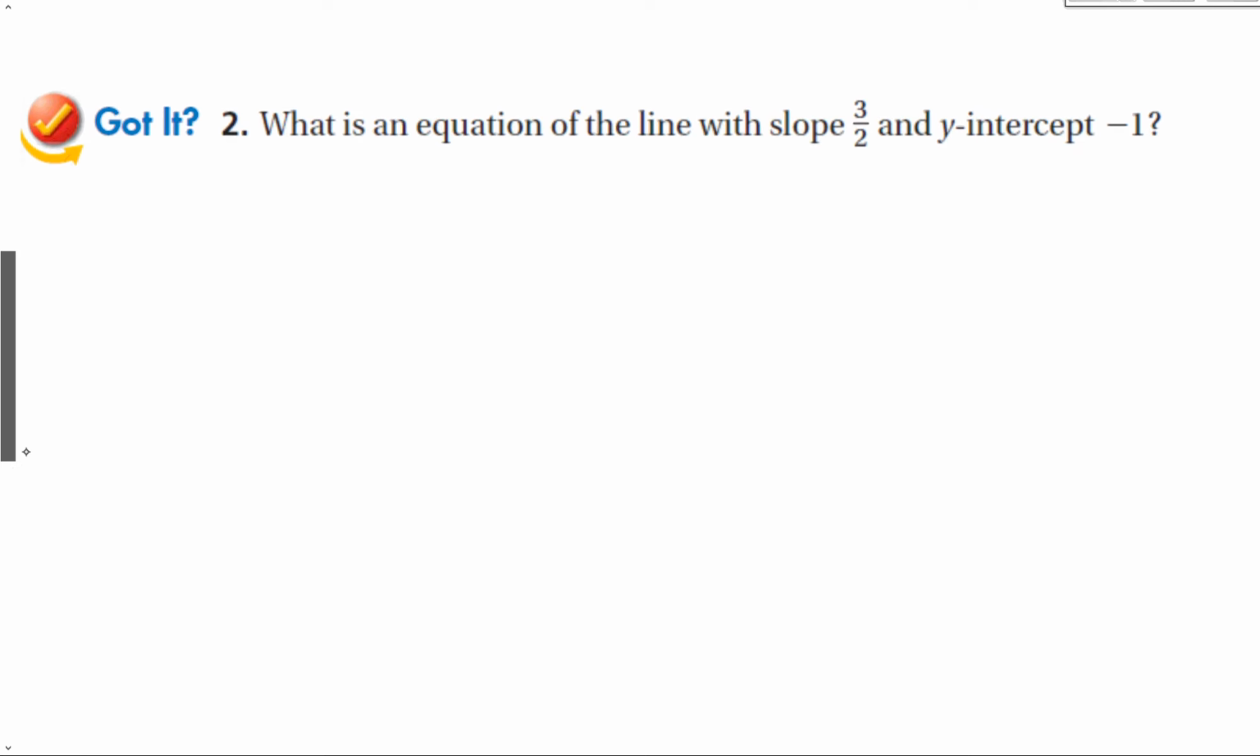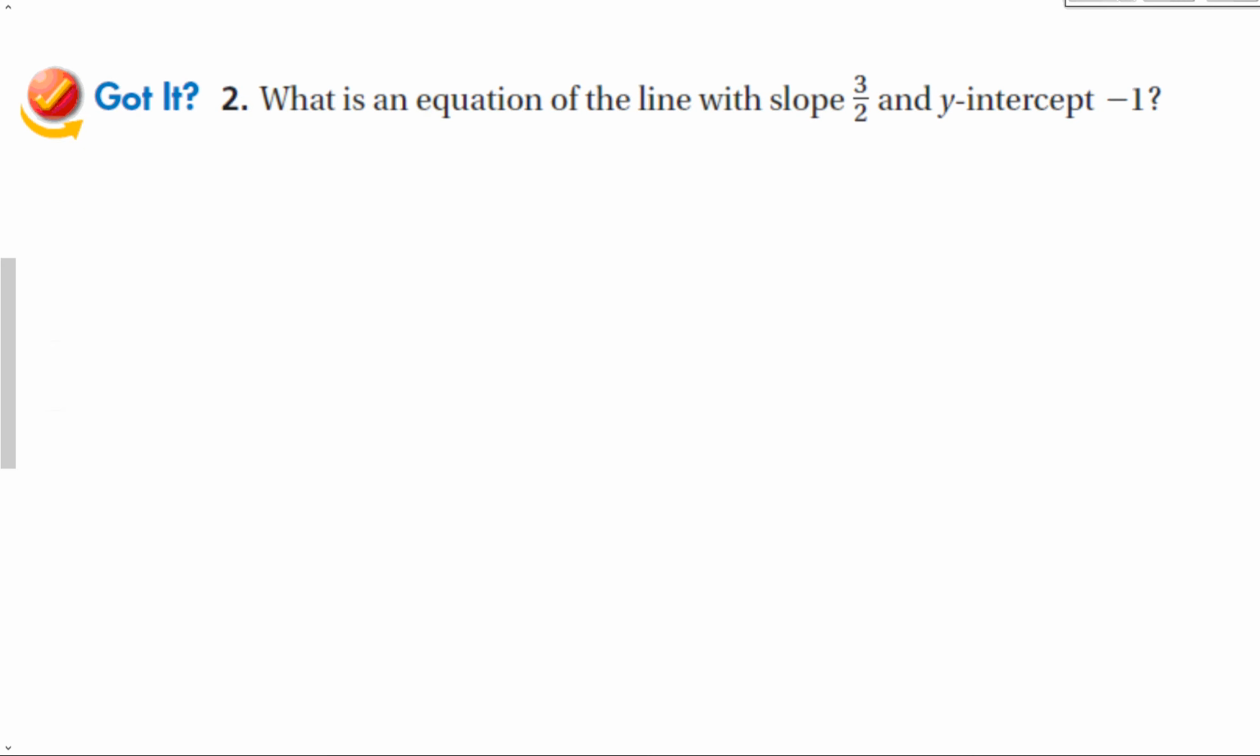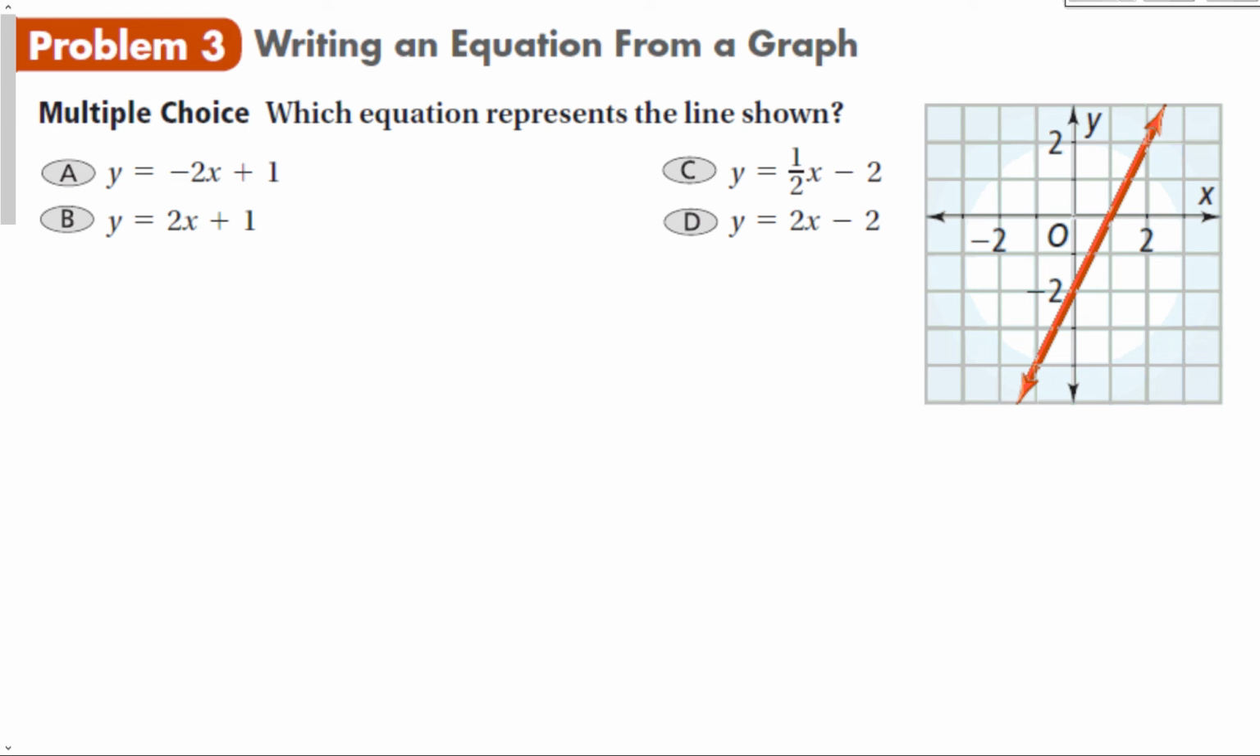Next problem: what is the equation of the line with a slope of 3/2 and a y-intercept of -1? So y would be equal to 3/2 x minus 1. Okay, so when we set up these equations, if we know the slope and we know the intercept, this should be pretty straightforward. Which equation represents the line shown?